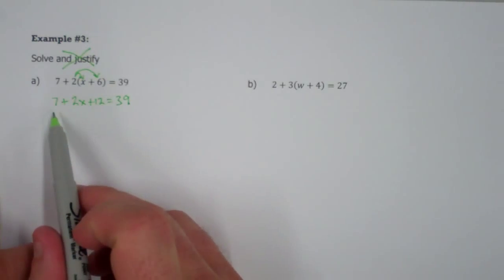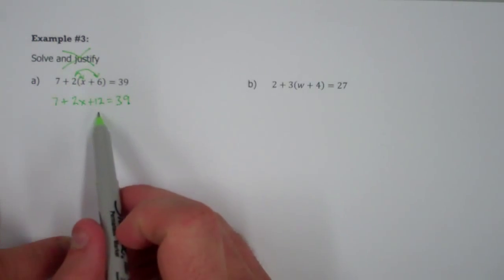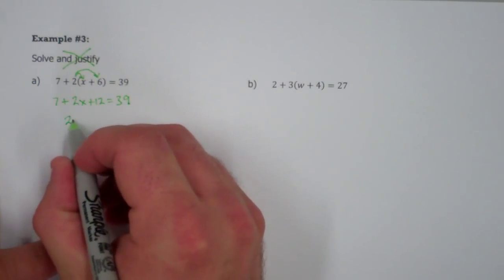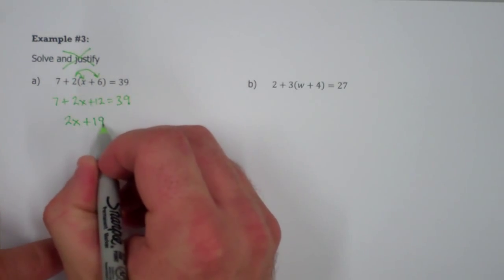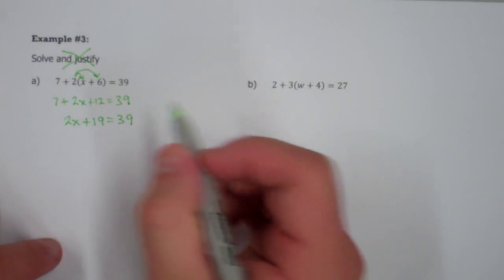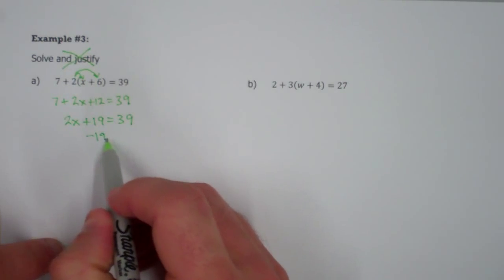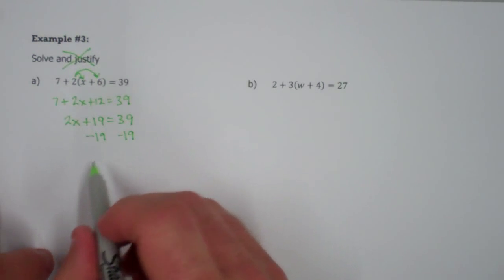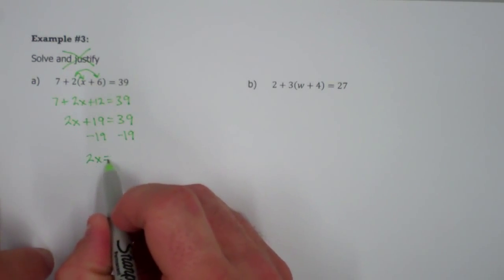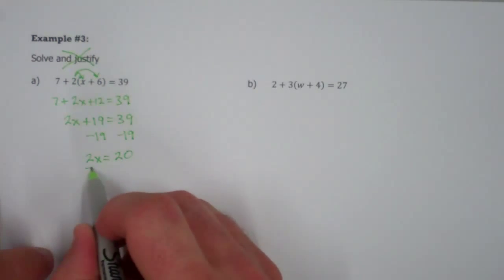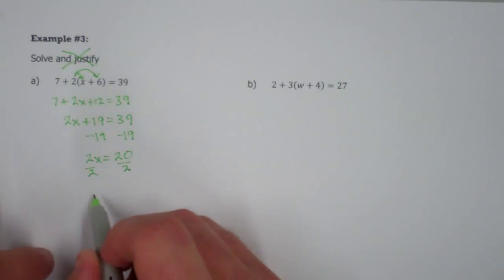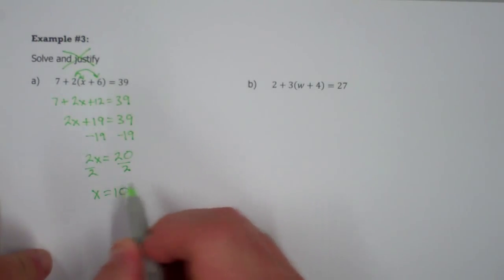On the left-hand side, we can combine like terms. The 7 and the 12 are like terms. So we'll have 19. Now we'll subtract 19 from each side. We'll have 2x is equal to 20. Divide by 2. And x will be 10.